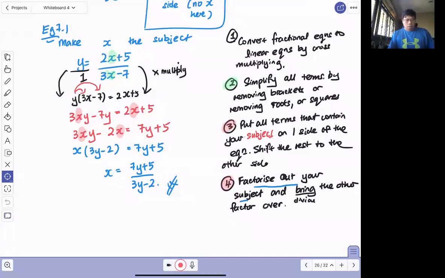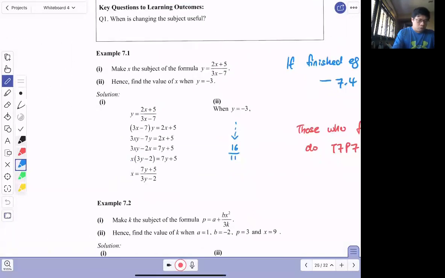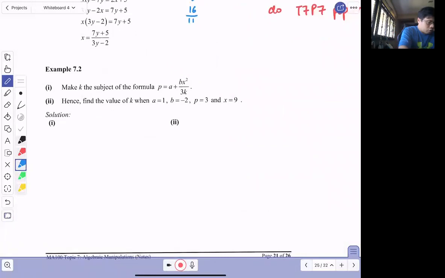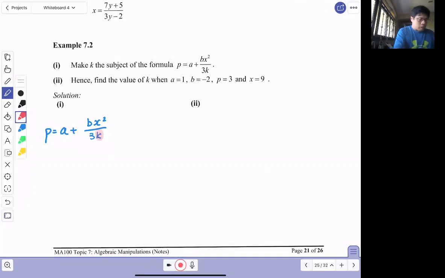Okay, so I'll come back to example 7.2. I think some of you asked for 7.2 for very long. 7.2, same thing. You notice P equals to A plus BX squared over 3K. Same, my K is here. This is the subject that I want.